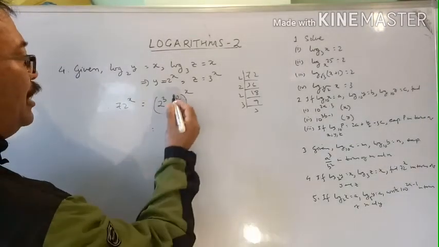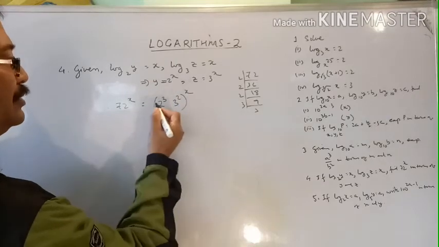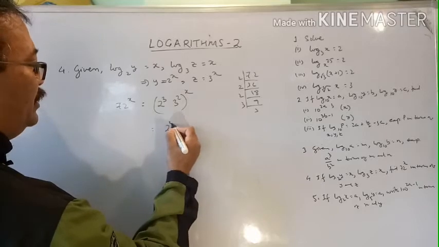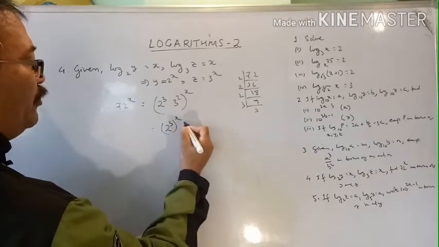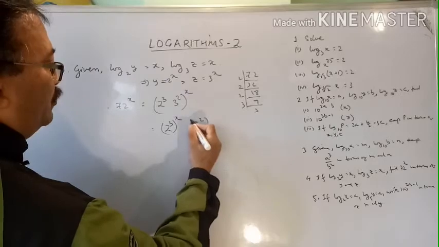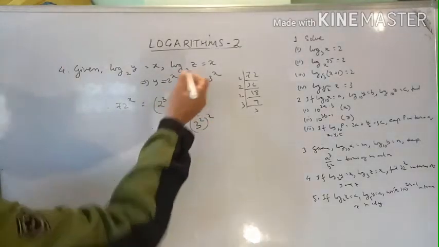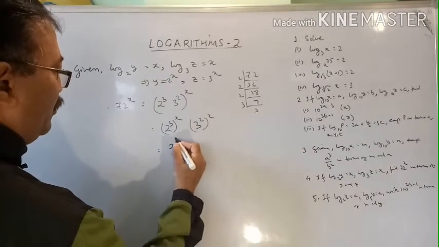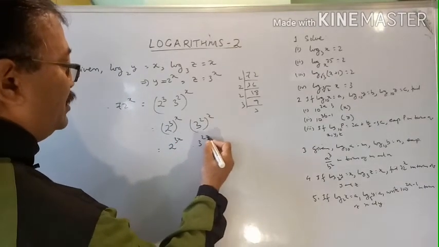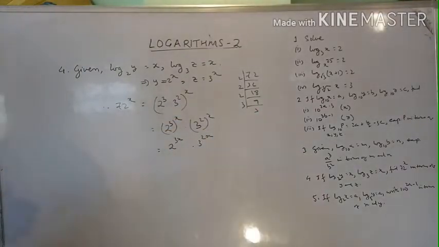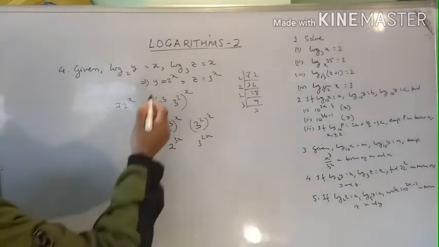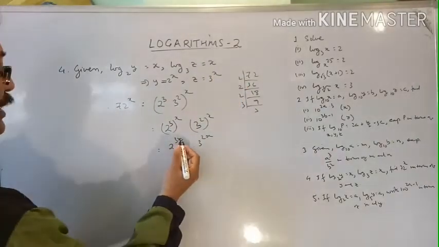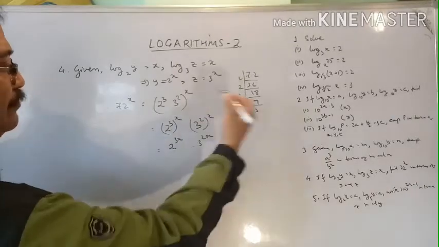So now when a product is raised to a power, each factor is raised to the same power. So you can write 2 cube whole to the power x into 3 square whole to the power x. Okay, each factor will get the same power. Then this will be 2 to the power 3x into 3 to the power 2x, because power on power exponents are multiplied. But now since we know the value of 2 to the power x and 3 to the power x, we keep x inside and this 3 and 2 we keep outside the bracket.